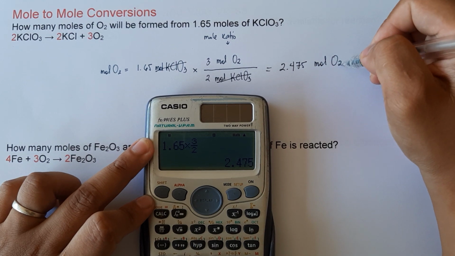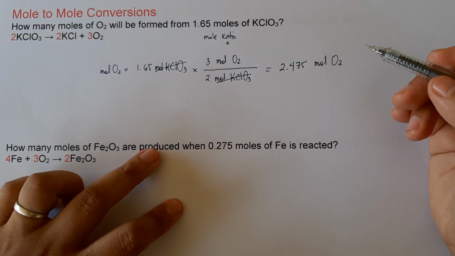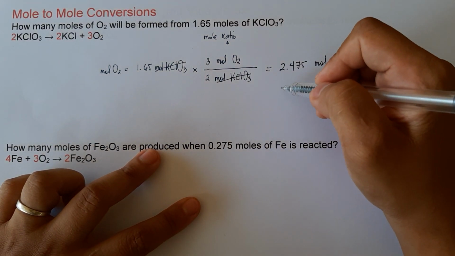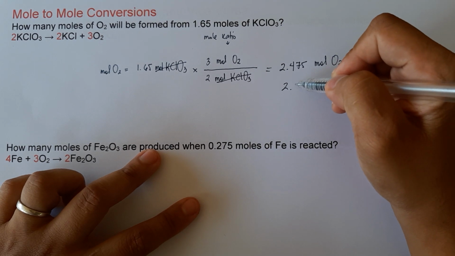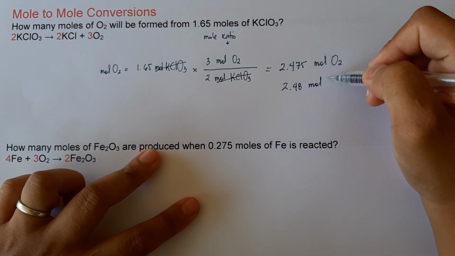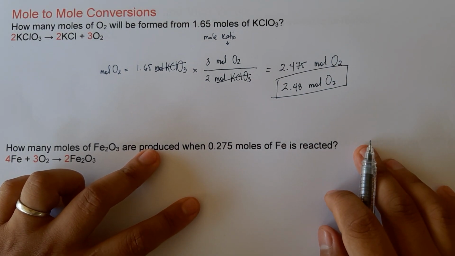moles of oxygen. Pero yung usapan naman natin, we can simply express the answer in 2 decimal places. So, we can simply write 2.48 moles of oxygen gas. So, this is our answer. Ano po?